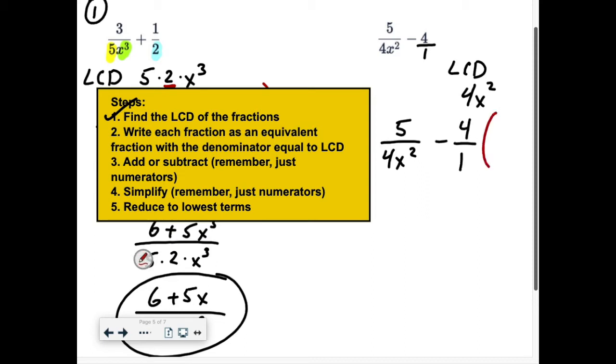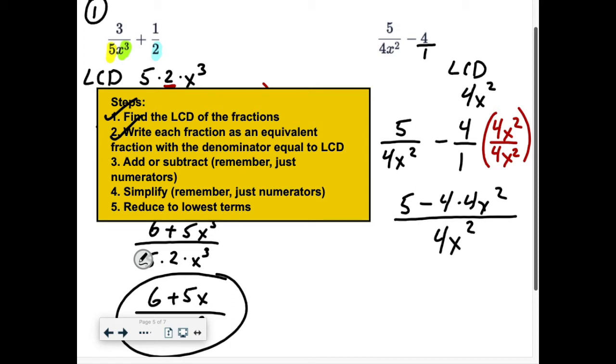Second one does have to change. 4x squared, 4x squared. And you're going to see why in a second, but we might not want to combine those things together. Cool, so I wrote each fraction as the LCD. Add or subtract, remember it's just the numerators. So I'm going to have 5 minus 4 times 4x squared over 4x squared. You cannot cancel those 4x squareds. You cannot do it. So here we can't actually simplify anything.